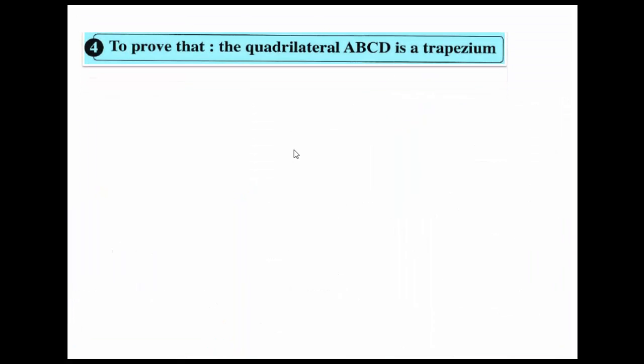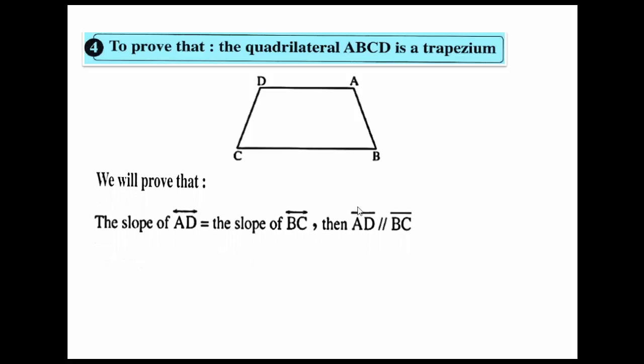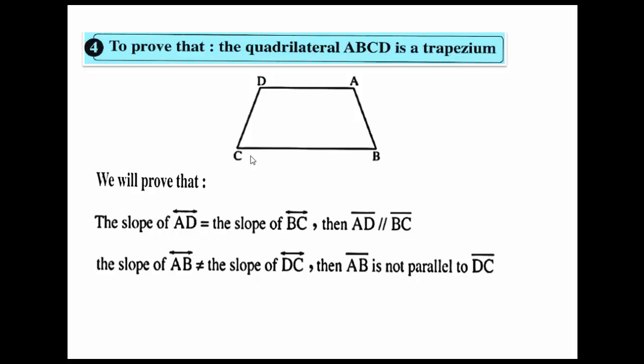Number 4, to prove that the quadrilateral ABCD is a trapezium, we will prove that the slope of AD equals the slope of BC, then AD is parallel to BC. The next step, the slope of AB is not equal to the slope of DC, then AB is not parallel to DC.